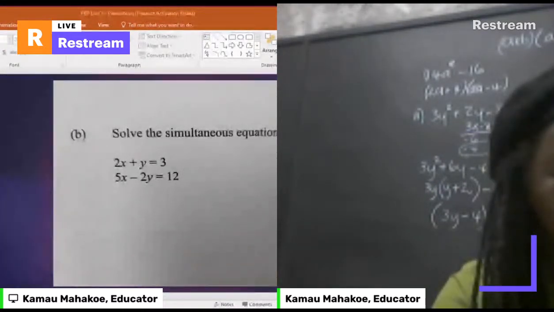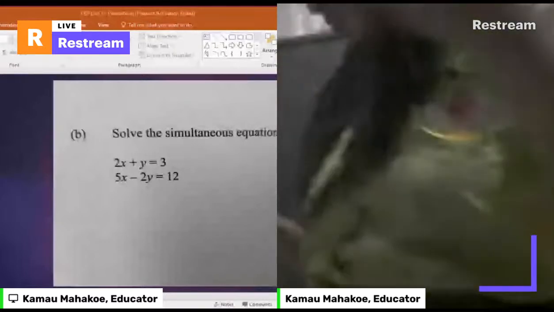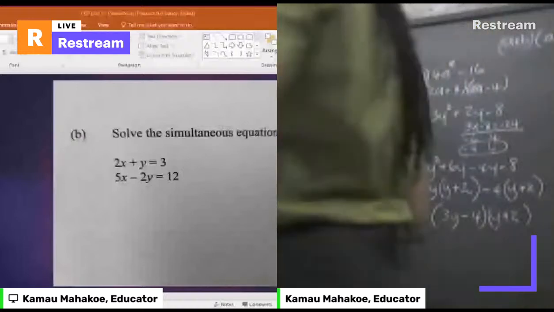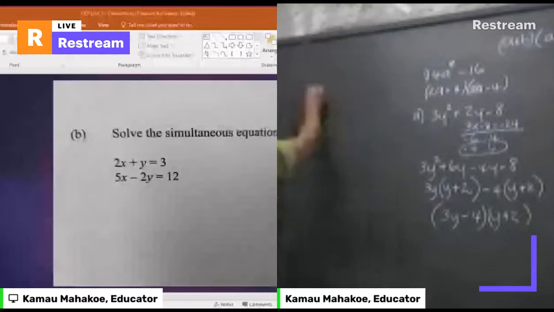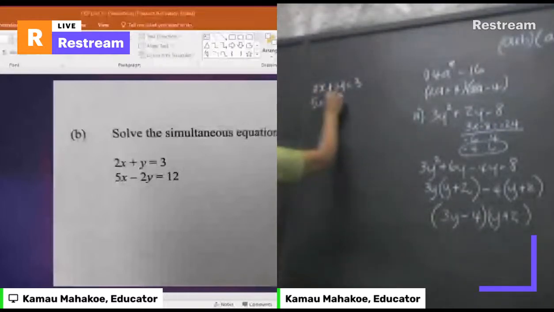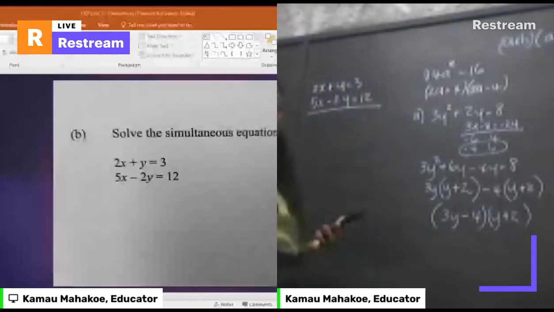All right, so it's 2x + y = 3 and 5x - 2y = 12. So these are the equations that we need to solve.